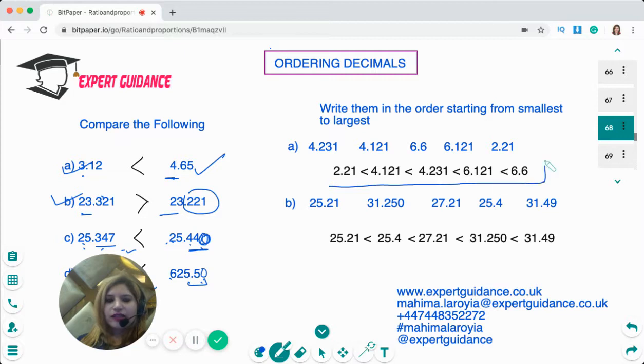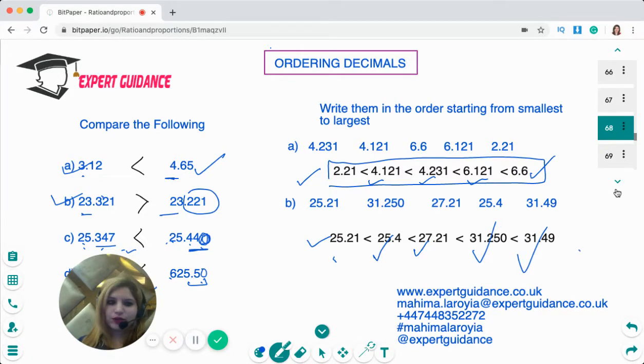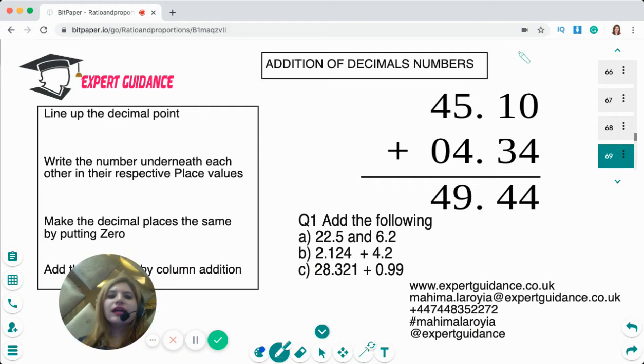So in increasing order, we first have 2.21, 4.121, 4.231, 6.121, and 6.6. And for the next one, we'll have 25.21, 25.4, 27.21, 31.25, and 31.49. Okay, so I hope ordering the decimals is clear to you. Now let's go on to addition of decimal numbers.